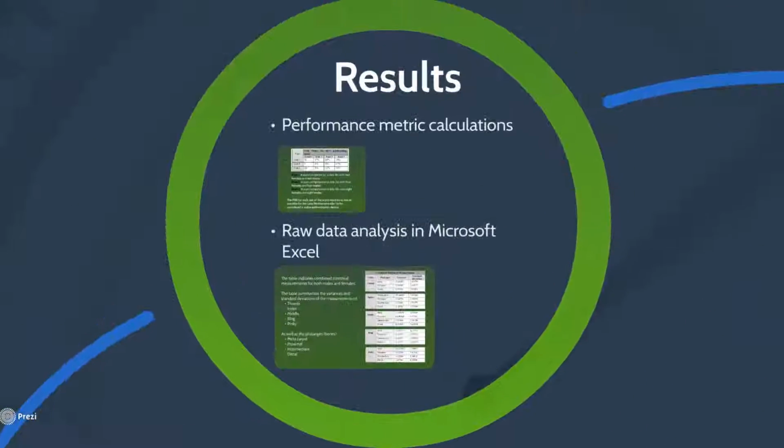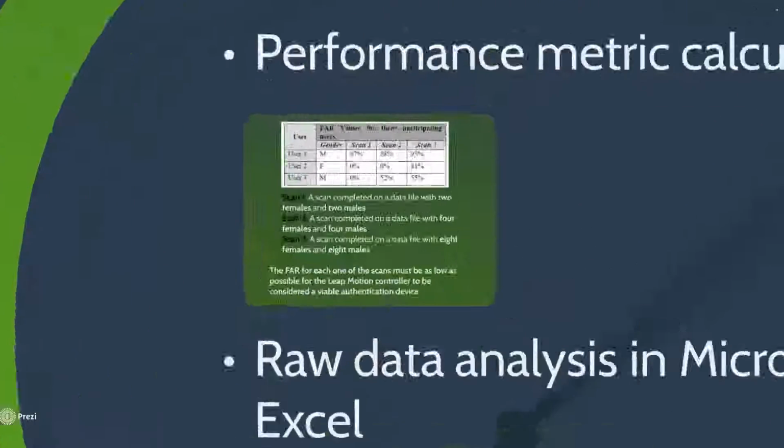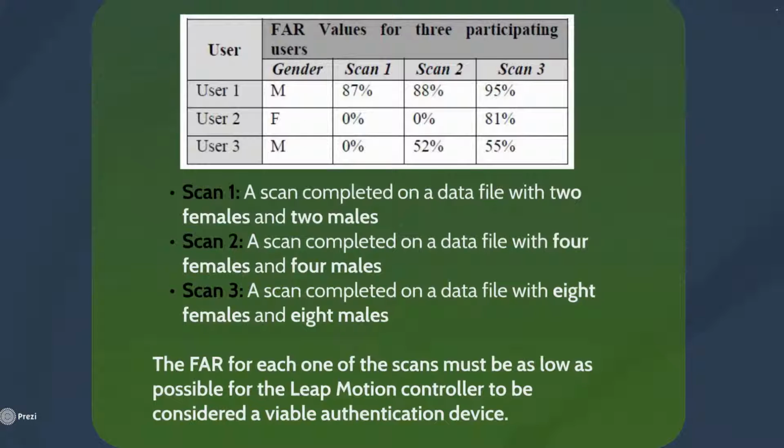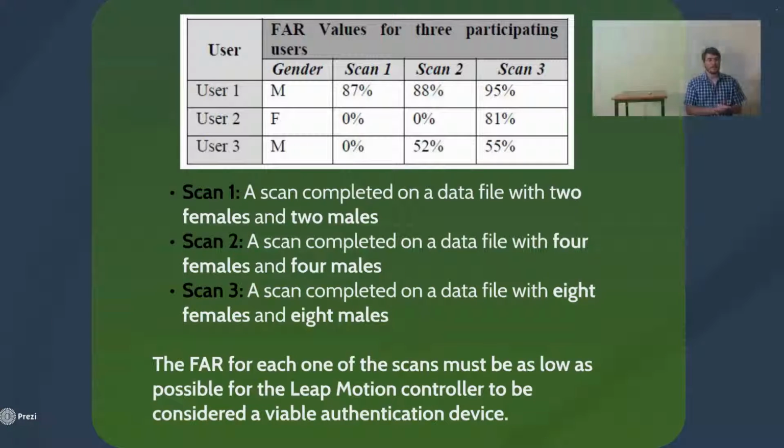Next is the results. The results can be divided into two parts: the performance metric calculations from the second part of the artifact, and the raw data analysis done in Microsoft Excel, as described in the first part of the artifact. The performance metric calculations show the false acceptance rates of 3 scans done on 3 individuals. During each scan, the KNN algorithm attempts to identify an already registered individual based solely on their hand geometry data.